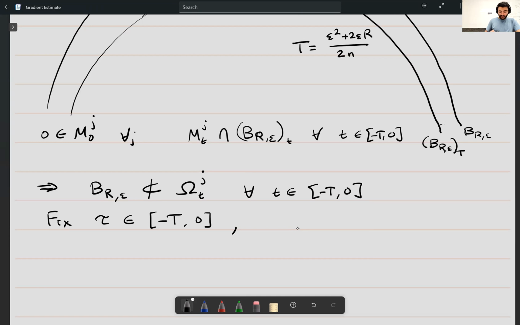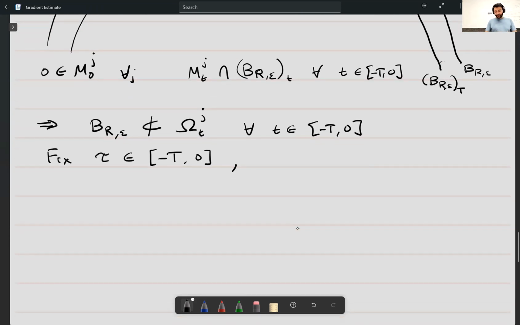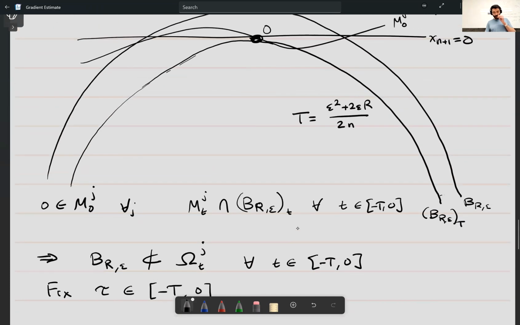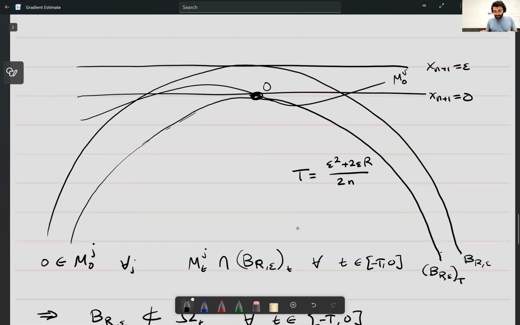Yeah, so fix tau in minus t 0. Okay, so now, I'll draw on this thing again. I know that if I draw any compact set of the lower half space, I can take j large enough so that M_t does not contain this. This is contained completely in Omega_j^tau, right?